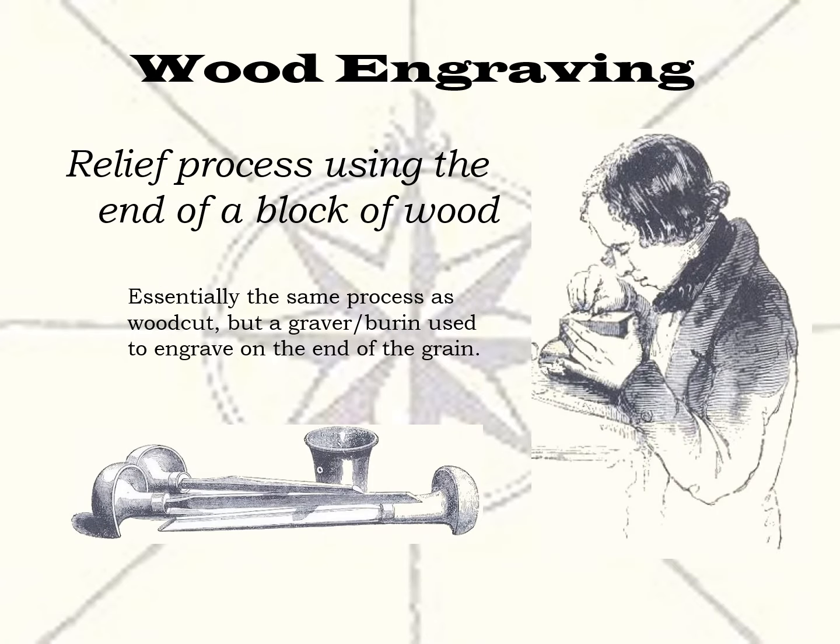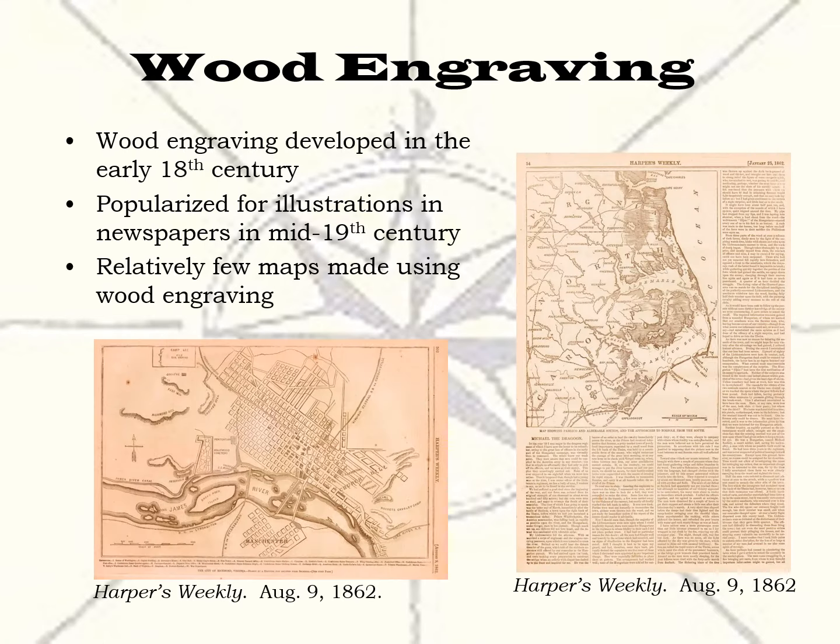The next map making process we will look at is another relief process, that of wood engraving. This is essentially the same process as making a woodcut, where you create a relief image on a block of wood by cutting away the parts that are not going to hold ink. However, with a wood engraving, the image is cut on the end of the grain using a graver or a burin. The process of wood engraving was developed in England early in the 18th century.